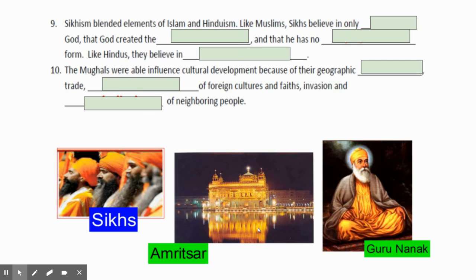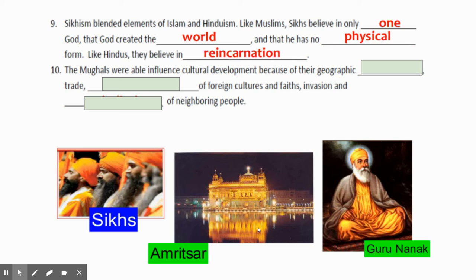So, for example, like the Muslims or like Islam, Sikhs, for the most part, believe in only one God. So, they have one almighty creator. God, in their view, created the world, and he has no physical form. So when we think about God from the spiritual aspect, that's something that is in line with Sikhism. But Sikhs also incorporate a little bit of the Hindu culture, and so they believe in this concept of reincarnation, this idea that upon death, your soul continues to be reincarnated into a different physical form, until it reaches a certain point.